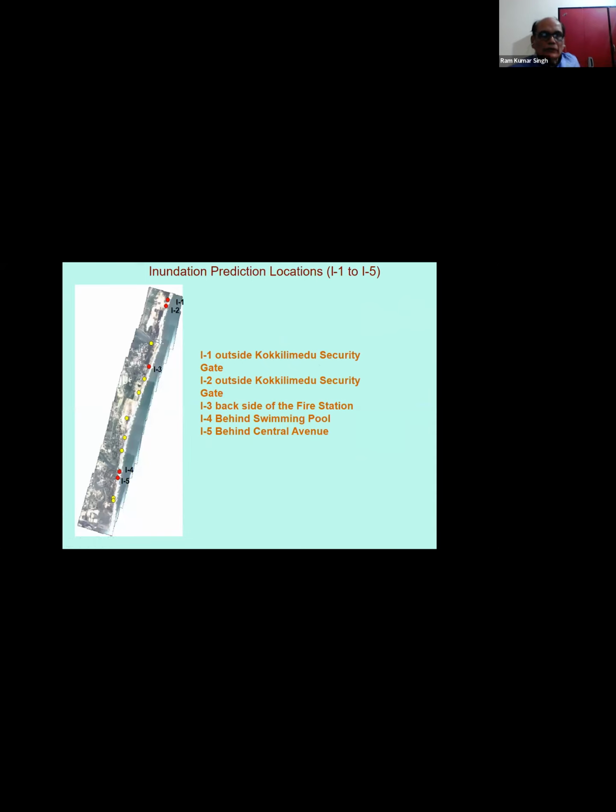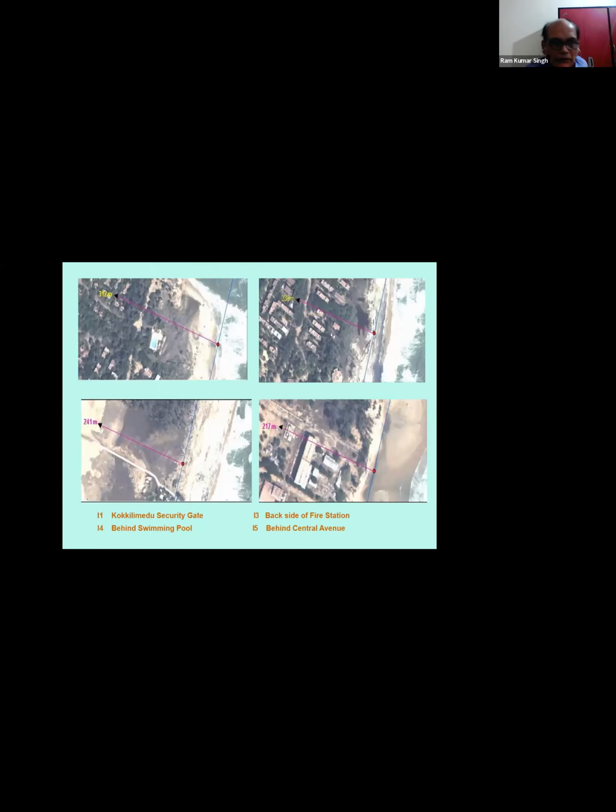So now I am showing you the inundation prediction at the Kalpakam site. There are 5 locations near the security gate, the Kokila Medu security gate, I1, I2 locations. These were identified by us, where the measurements were taken by SRI. Then the backside of the fire stations, I3 location, behind the swimming pool, I4, and then Central Avenue, I5. And these are the values of the inundation reached. The water reached up to about 312 meters, 241 meters, 217 and 233 meters. So these are the site measurements that were made available.